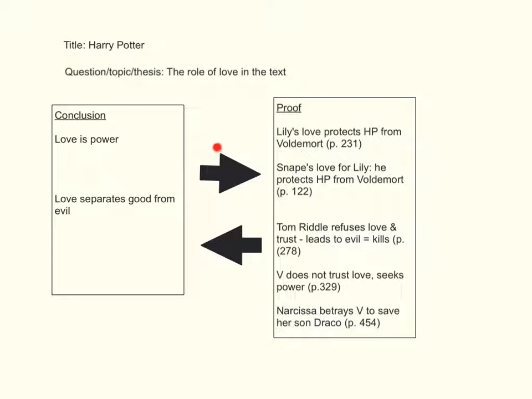Now these arrows going both back and forth have a meaning. It would be quite possible for us to read the book and make notes of all the interesting things when it comes to love in the text before we actually come to a conclusion. So we might as well have gone from the other side, making notes on what love means, and then after thinking about it for a while, come to the conclusion that love is power, or love is the thing that separates good from evil.